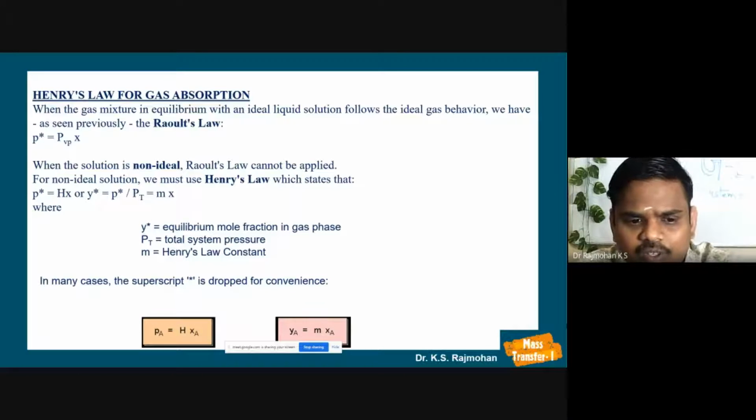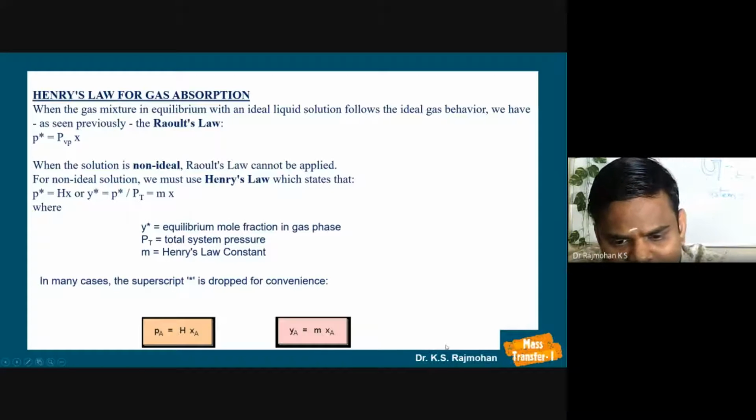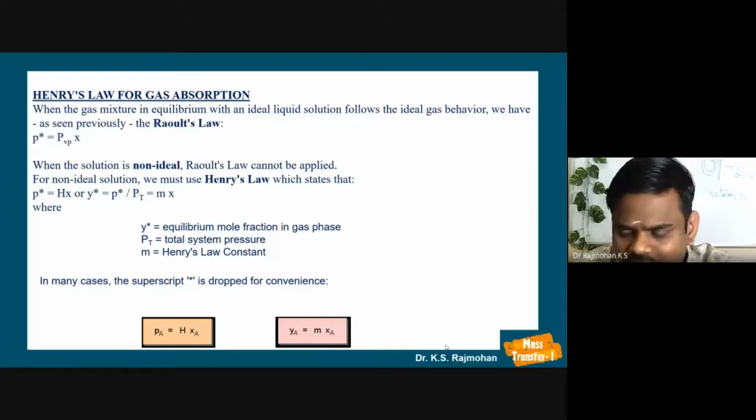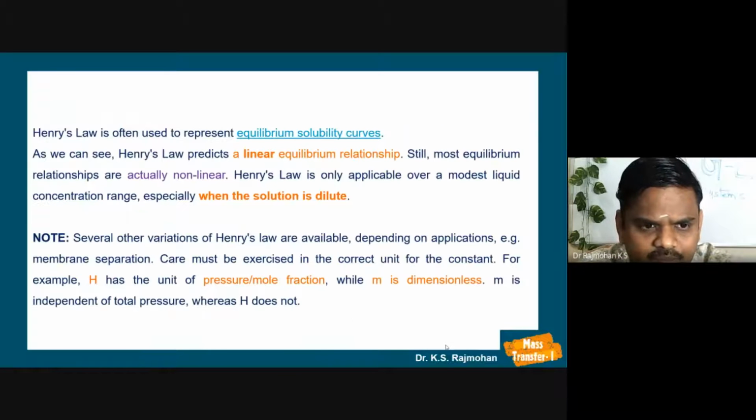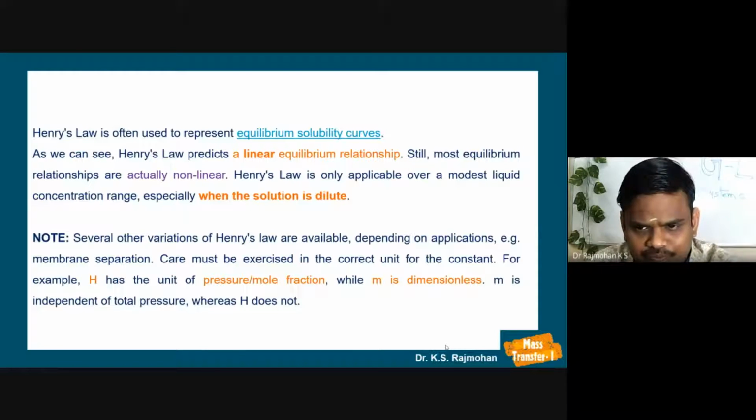Okay, so usually the star will be difficult to type, so mostly in the textbooks the star will be skipped, but the relationship for Henry's law is P equal to Hx, or even the subscript is skipped if it is a binary system. Okay, y is equal to Mx. Okay, so these are Henry's law expressions. Okay, so actually what does it mean? Y equal to Mx is a linear relationship. So that way this Henry's law is predicting a linear relationship for the equilibrium relationship.